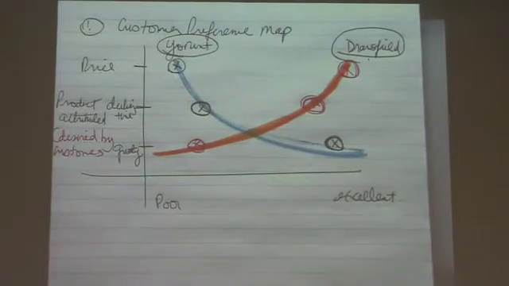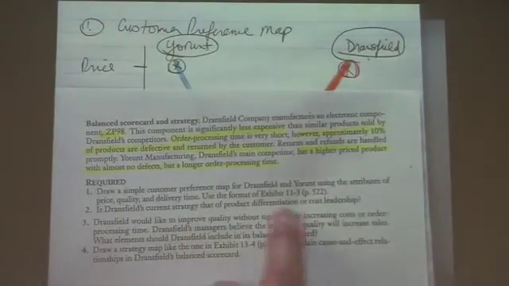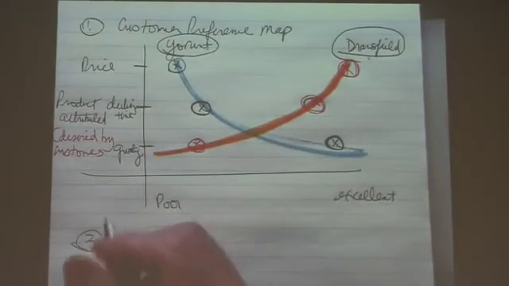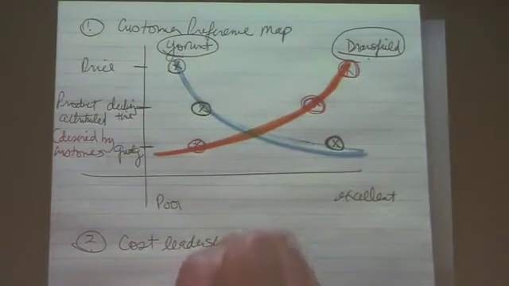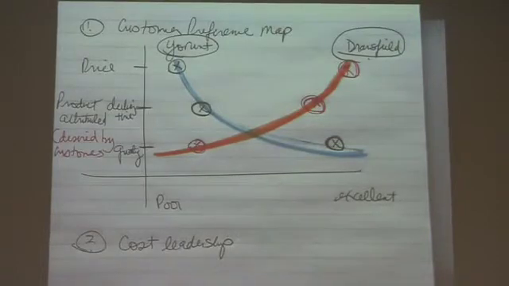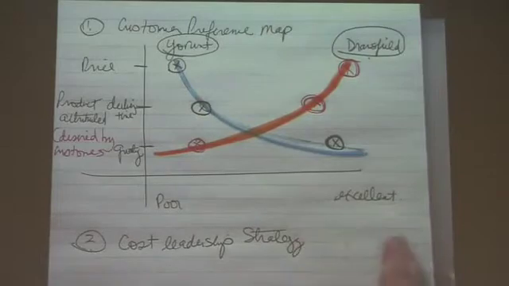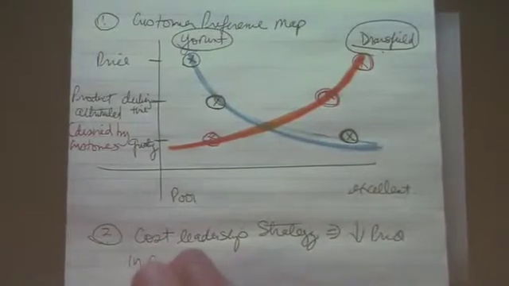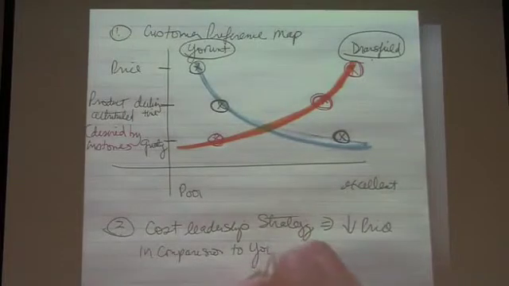Now, part 2 says, is Dransfield's current strategy that of product differentiation or cost leadership? What do you think they're doing? So we know that we are following a cost leadership strategy. Not quality, because quality means product differentiation, right? So we're actually looking at a cost leadership strategy, which is reflected by the low price in comparison to Yorant.